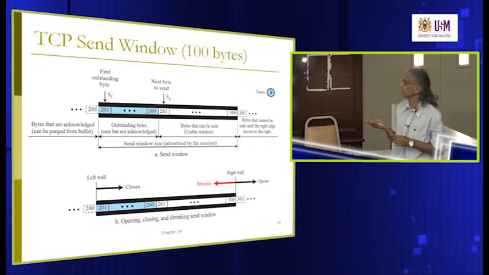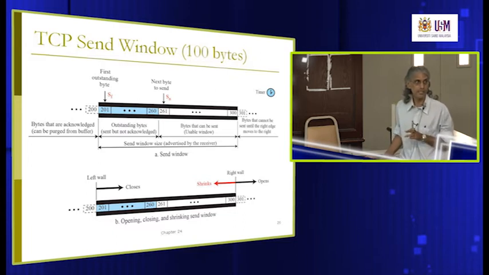In this case, this is the beginning of the window, and this is the end of the window. That means the sender can only send data if the data is within this particular window. Currently it's showing from byte 201 to 300 because the size is 100. So these are the bytes of data it can send out.